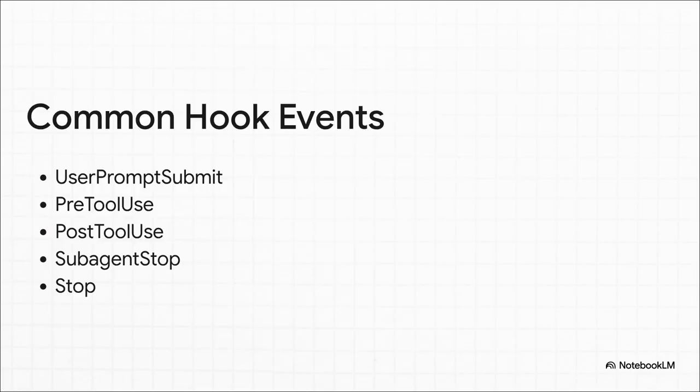And this is where it gets really powerful, because you can place these tripwires at very specific moments. For example, a hook can fire off right after a user submits a prompt, or maybe before or after a tool gets used, or even right when a subagent finishes its task. This gives you incredible, fine-grained control over the whole process.